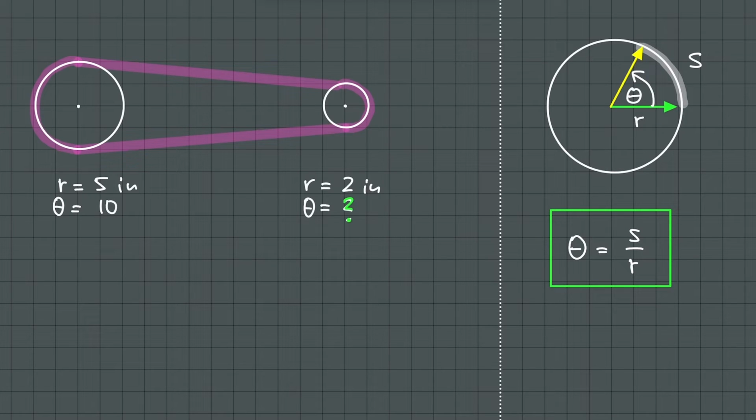Now, how do we start? Do you have an idea? Feel free to pause the video and try. The key in problems like this is to understand that one point, let's call it point P on the larger pulley, travels the same distance as that point Q on the smaller circle travels. Let's find out first which distance s the point P on the larger pulley travels.